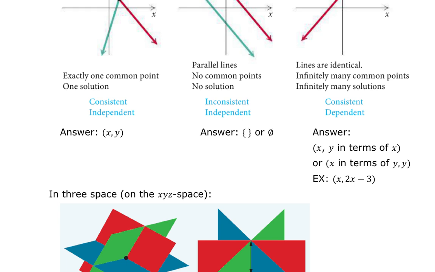So when you have one common point, it'll be the x comma y. If you have 2 parallel lines, the answer would be either the empty set with brackets, empty brackets, or this 0 with a slash through it means empty set, or you might, in the homework, write none. Then if it is the exact same line, we're doing something called parameterization, which means I'm going to let x be x and y is in terms of x, or I might let y be y and then x is in terms of y. It just depends on how you want to write the parameterization.